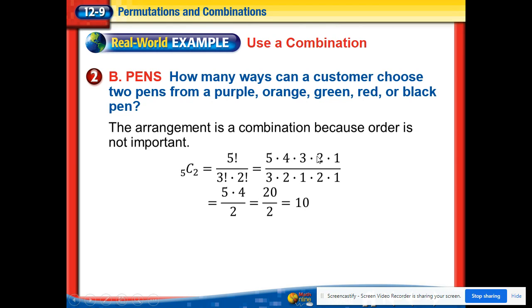5 factorial is 5 times 4 times 3 times 2 times 1. 3 factorial is 3 times 2 times 1, and 2 factorial is 2 times 1. Again, those cancel, but we still have a 2 and a 1 on the bottom, which of course gives us the 2. On the numerator, we have 5 times 4, so it's 20 over 2, or 10 different ways, 10 different combinations.